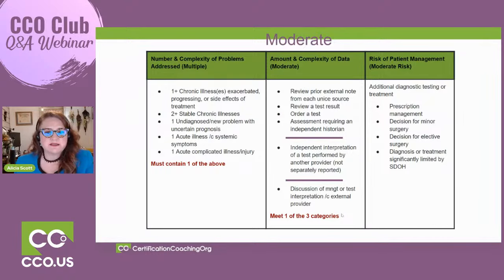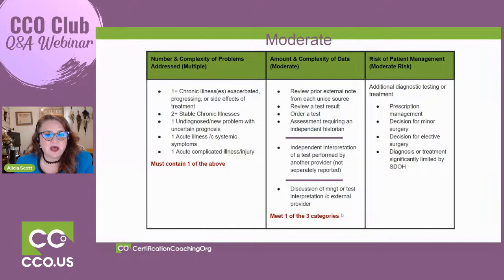How about assessment requiring an independent historian? Well, if you have a couple that comes in and the wife has a new diagnosis of dementia and is a poor historian, and the husband is the historian for the patient, then that would be, again, a rise in the medical decision making. It would become moderate.